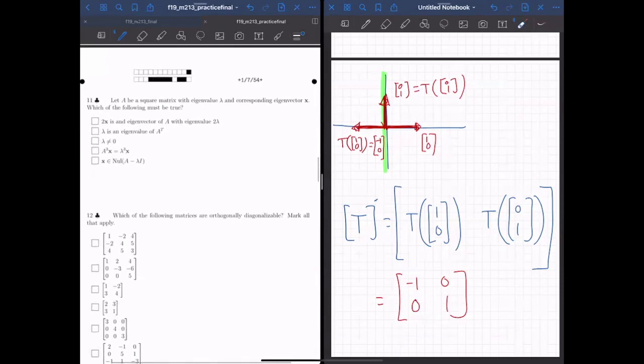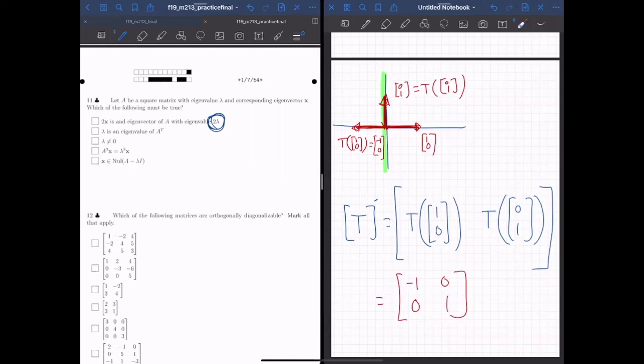Let A be a square matrix with eigenvalue lambda and corresponding eigenvector x. Which of the following must be true? 2x is an eigenvector of A with eigenvalue 2 lambda. So the first option is false. If x is an eigenvector, then 2x will also be an eigenvector, but it's going to be an eigenvector for the same eigenvalue and not for 2 times lambda. So if this first one had said 2x is an eigenvector of A with eigenvalue lambda, it would be correct, but it's not, because it says 2 lambda.